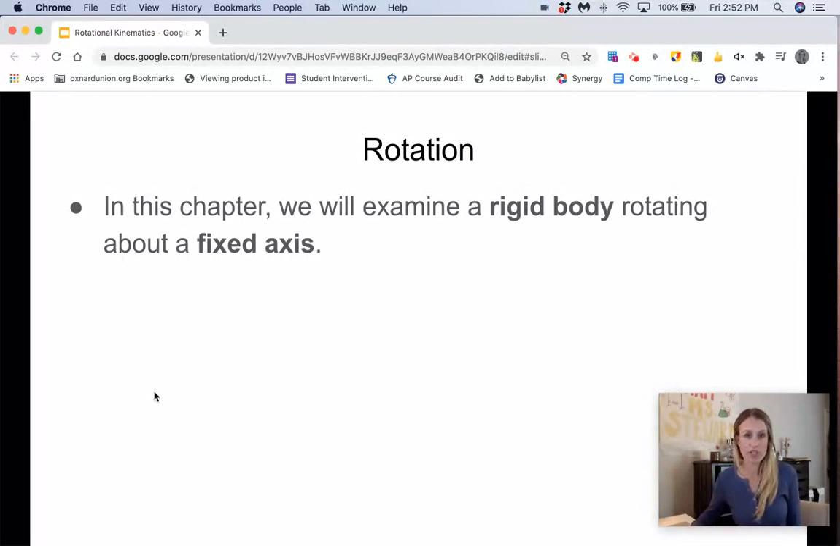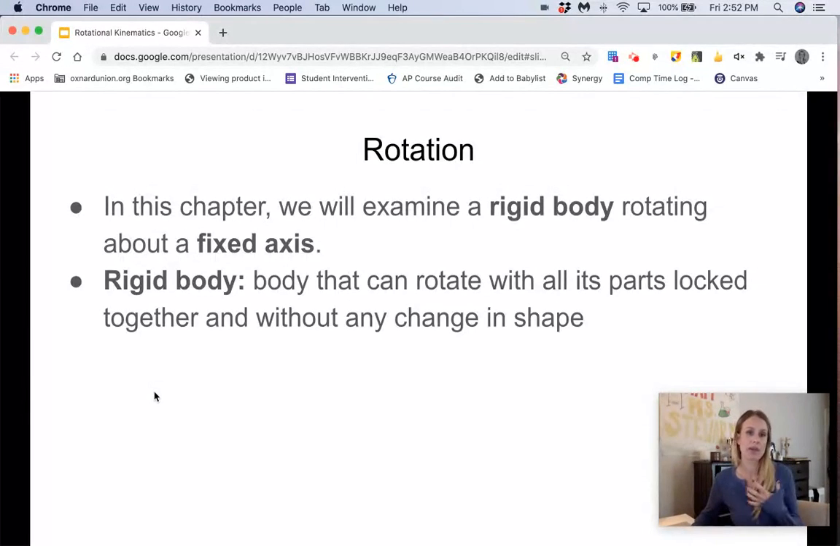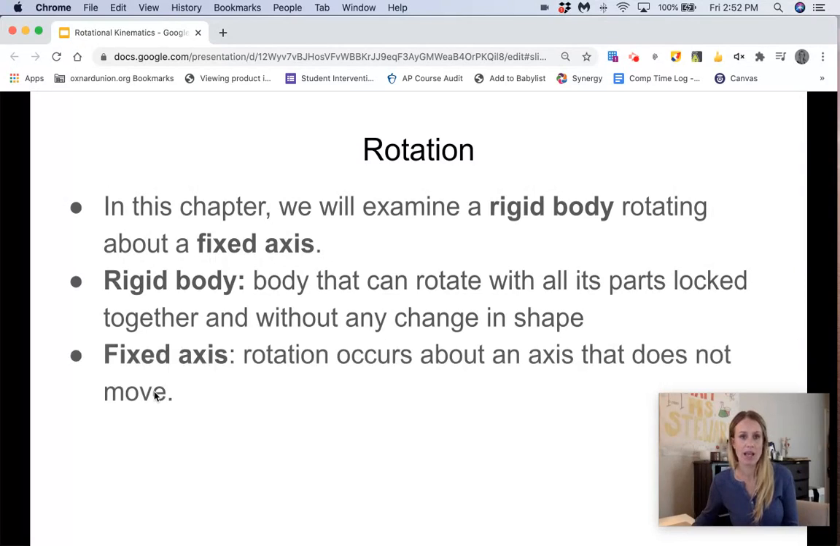So in this chapter, we're going to examine a rigid body rotating about a fixed axis. And what I mean by that is a rigid body is a body that can rotate with all its parts locked together without any change in shape. And then a fixed axis is just when rotation occurs about an axis that does not move. So for example, if I take my phone and I have an axis right here and we rotate it like this through that point, the axis location is not moving and this whole body is rigid. So those points are going to rotate together.